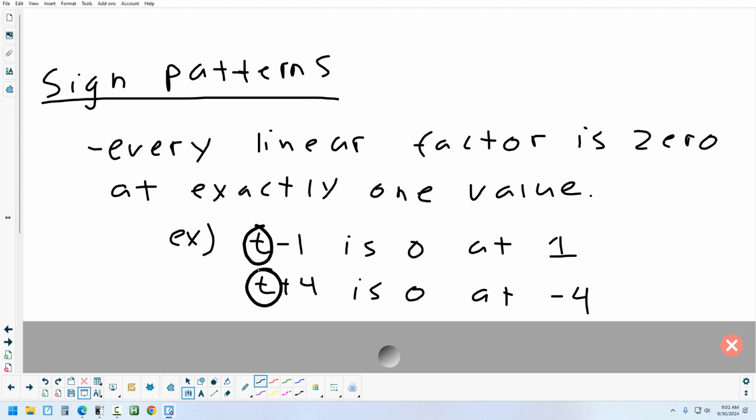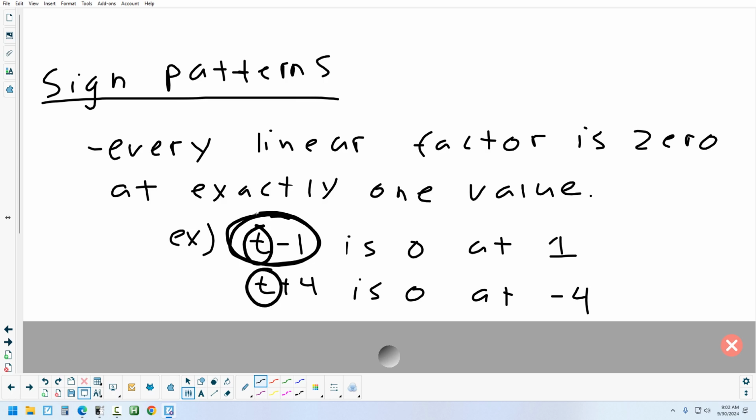So if you plug in, let's look at the first factor. If you plug in 1, you get 0. That means if you plug in anything greater than 1, you're going to get what kind of number? If you plug in something greater than 1, right there. Yeah, positive. You're going to get a positive. What if you plug in something less than 1? Right there. Yeah, you're going to get a negative.